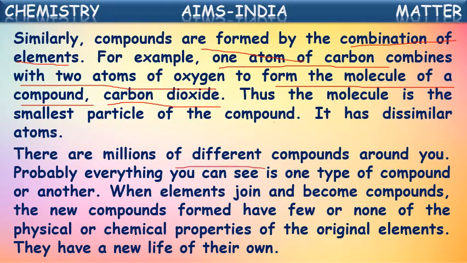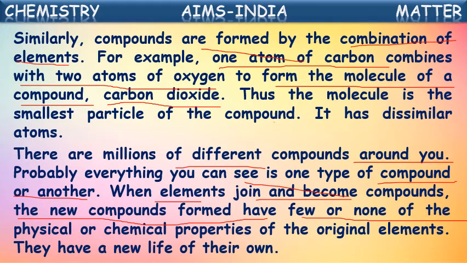There are millions of different compounds around you. Probably everything you can see is one type of compound or another. When elements join and become compounds, the new compounds formed have few or none of the physical or chemical properties of the original elements. They have a new life of their own. We combine many types of elements and form different types of compounds, and again these different compounds will have different properties.